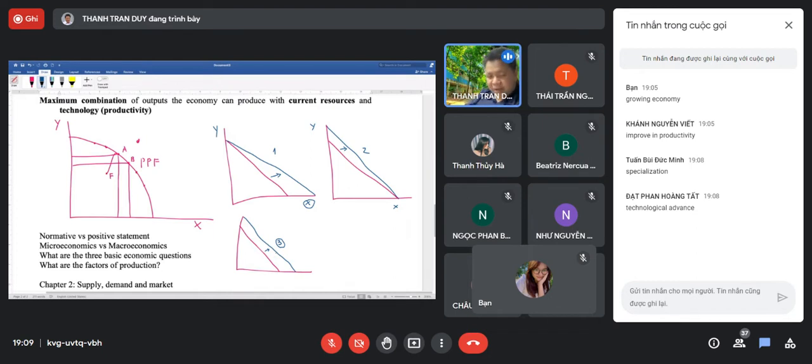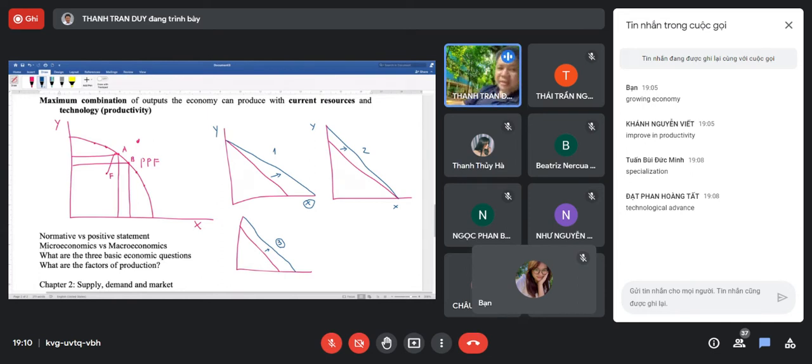Diagram 3 may be caused by 2 reasons. The first reason is they have more input, more labor, for example. Or the second reason is that productivity of both good X and Y is better, right? It can be increased like this.